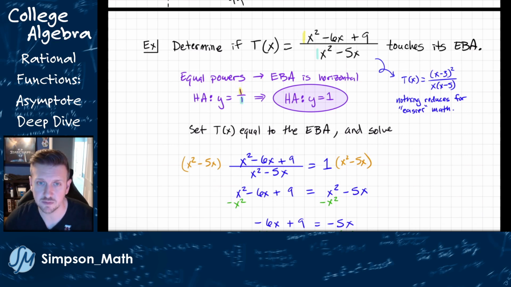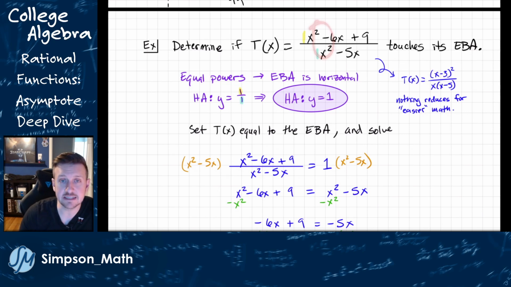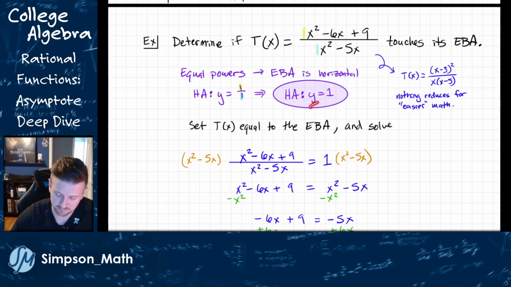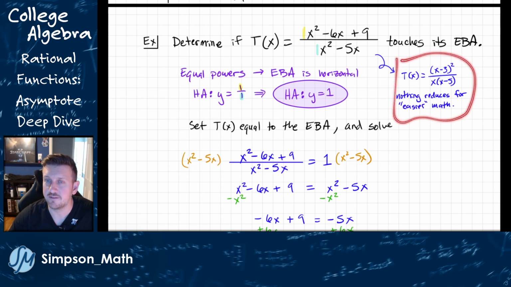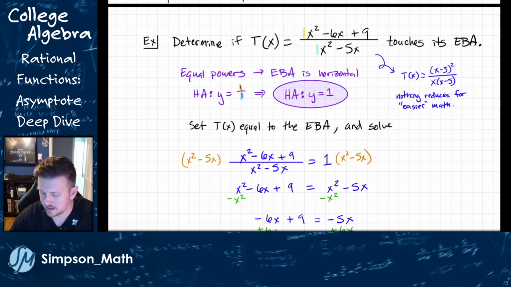So step one is to find the end behavior asymptote. In this particular case, since it's equal powers, it's just going to be the ratio of the leading coefficients. That's 1 over 1. So my end behavior asymptote is a horizontal asymptote that is y equals 1. Of course, you could do the long division, but it's equal powers, so we'll just do that. I do make a note that if I factor this, which will be helpful later, I get x minus 3 squared over x times x minus 5. Nothing reduces, but it might be easier later.